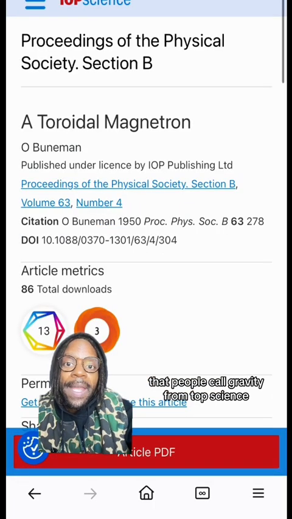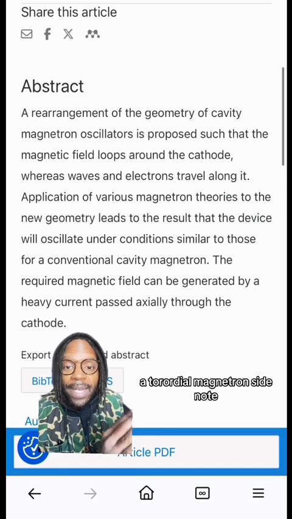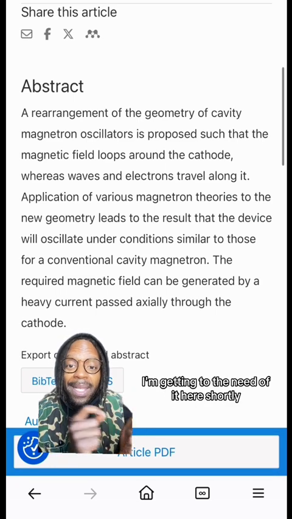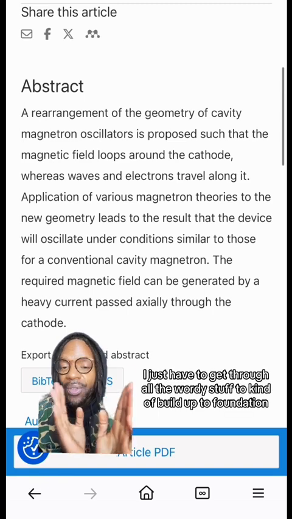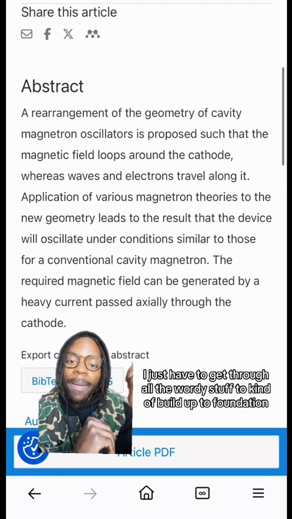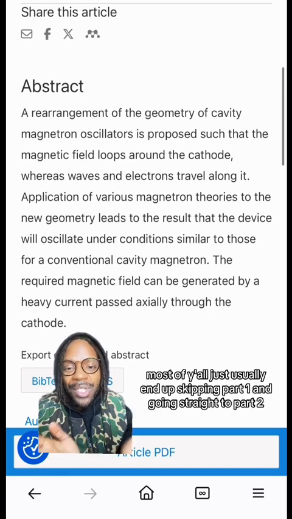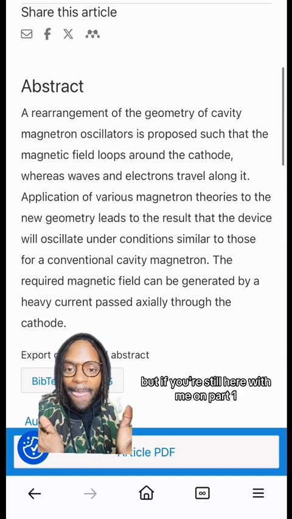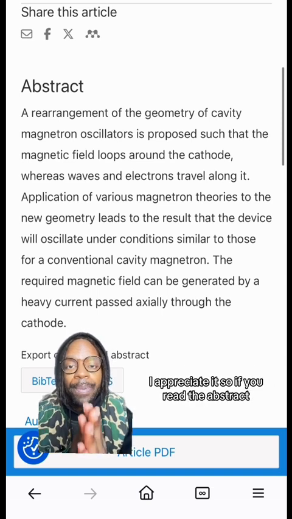From Top Science, a toroidal magnetron. Side note, I promise you I'm getting to the synopsis, I'm getting to the meat of it here shortly. I just have to get through all the wordy stuff to kind of build up to the foundation. So most of y'all just usually end up skipping part one and going straight to part two, but if you're still here with me on part one, I appreciate it.